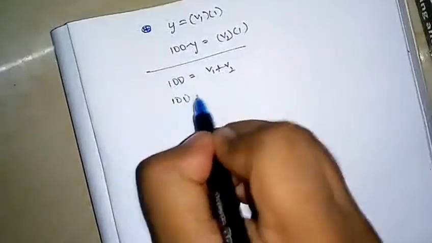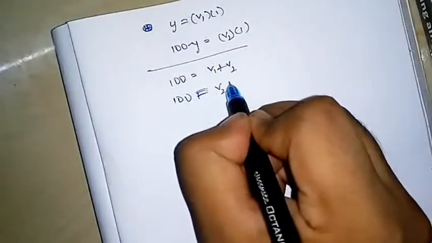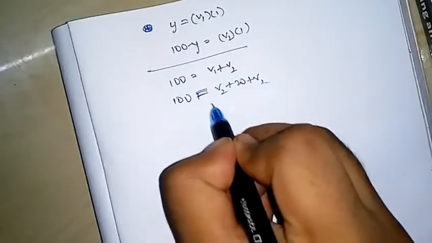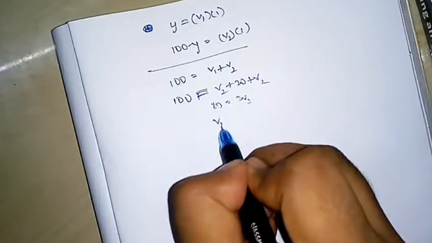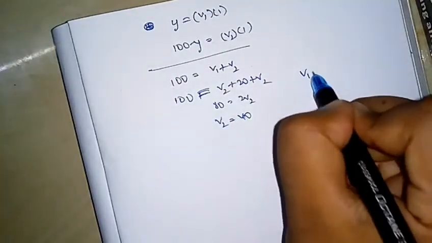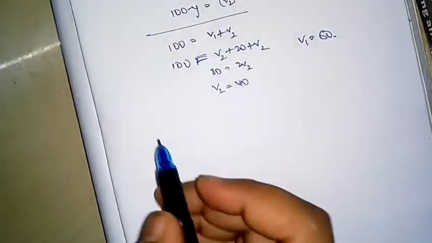Substitute this, you get 100 is equal to v2 plus 20 plus v2. So 80 is equal to 2v2, v2 is equal to 40, and v1 will be equal to 60. These are the speeds of the two cars.